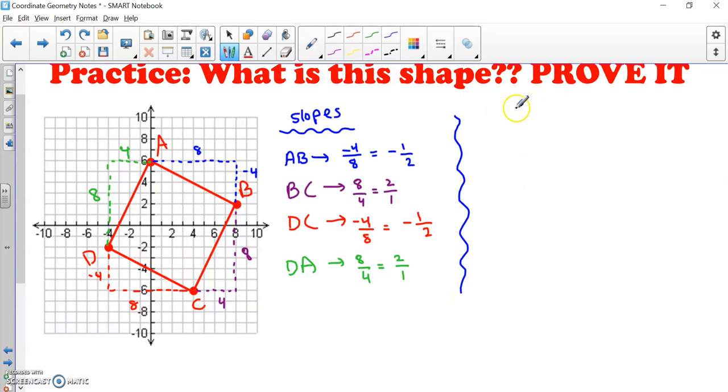So, lengths. Now this is where we use the Pythagorean theorem. And the nice thing is that a lot of the hard work was already done for us. See how we already made all of these triangles for each of the sides? So now I just have to use those numbers.